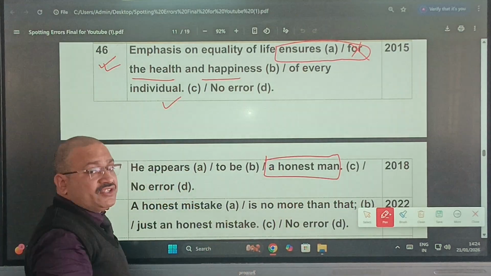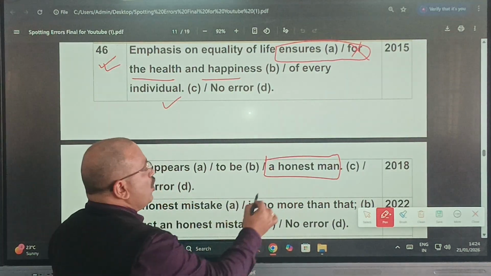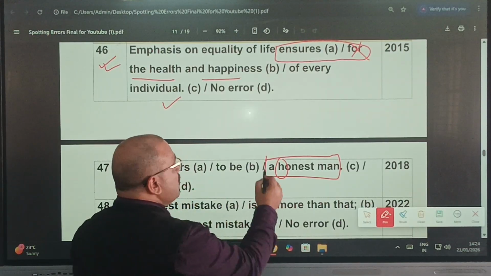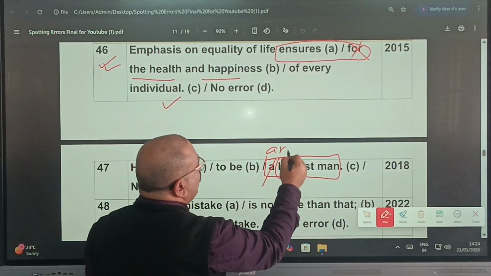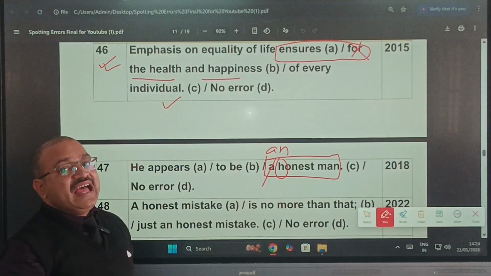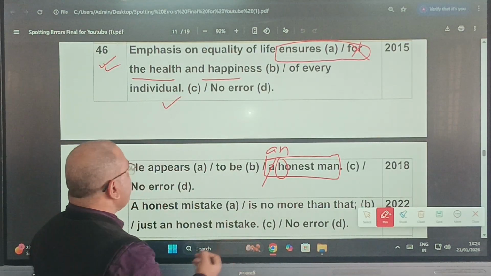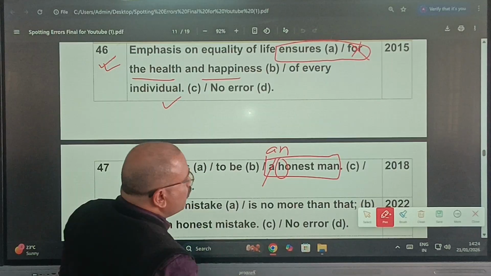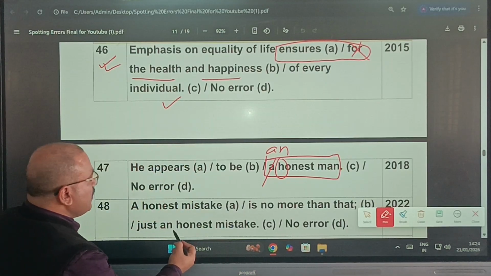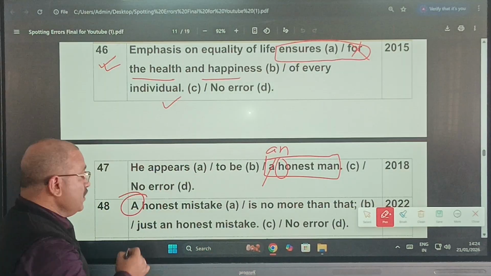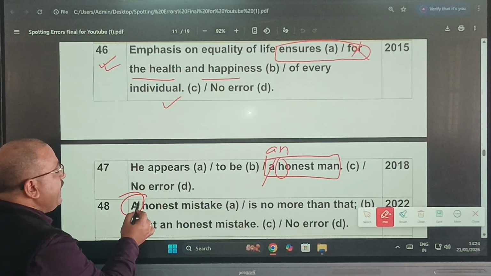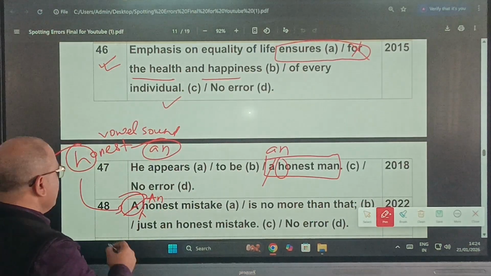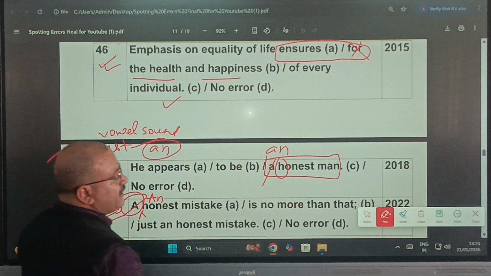What type of error is it? Article error. Honest is what? Oh, honest. Sound is vowel sound. So in place of a, what would be the right article? An honest man. A honest mistake is no more than that, just an honest mistake. So what is wrong here? Again, article, an honest mistake. So this is question number 48. Let us move.